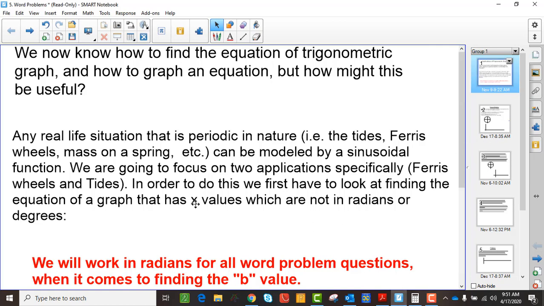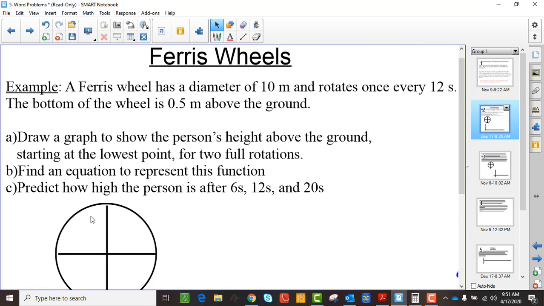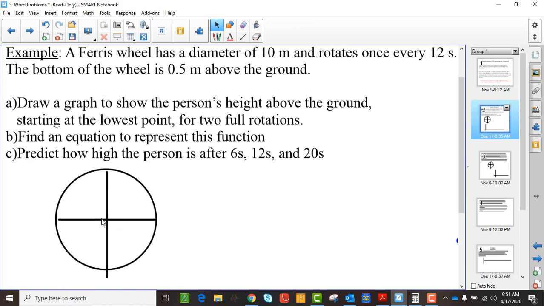So we look at a question and say, how do we do this? It says, if we look at a Ferris wheel, that the Ferris wheel has a diameter of 10 meters and it rotates once every 12 seconds. The bottom of the wheel is 0.5 meters off the ground. So here's what we're going to do. We're going to draw a Ferris wheel. Here's my Ferris wheel. I'm going to add a sort of bottom to this. So let's imagine that it looks kind of like this.